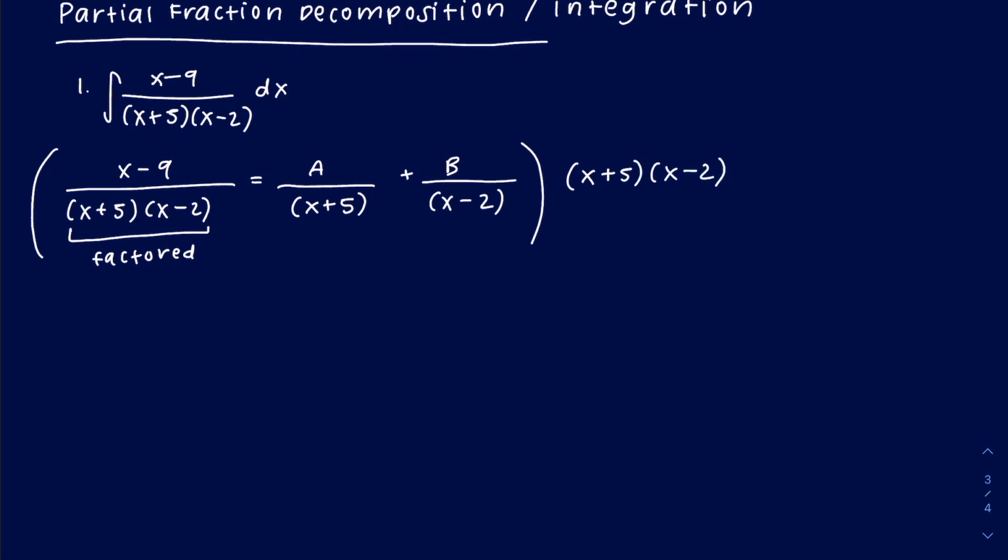What this does is, on the left side, you can cancel out the entire denominator, so you get x - 9 equal to, and then on the right side, for the first fraction, you cancel out x + 5 and you're left with A times (x - 2). Plus, in the second fraction, you cancel out x - 2 and you're left with B times (x + 5).